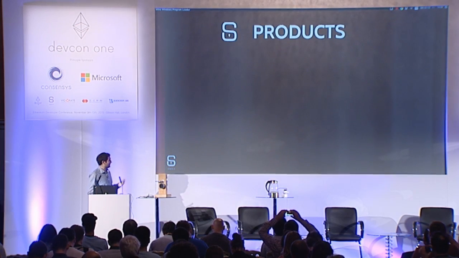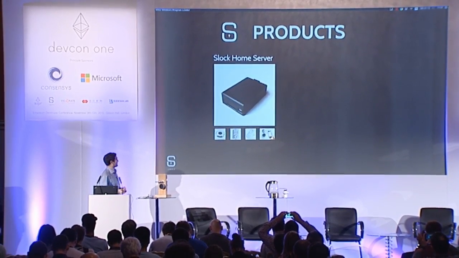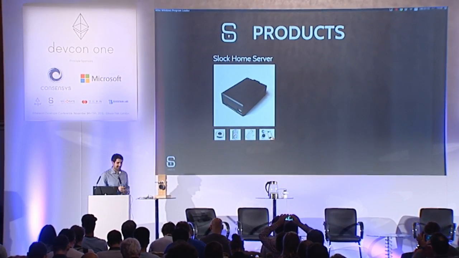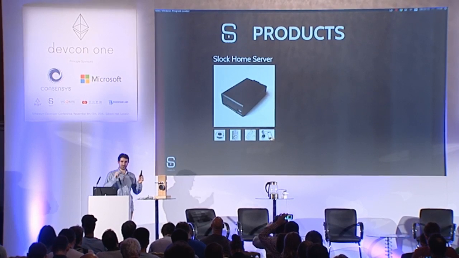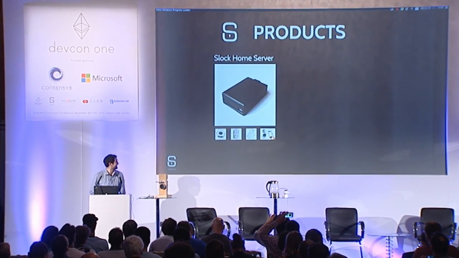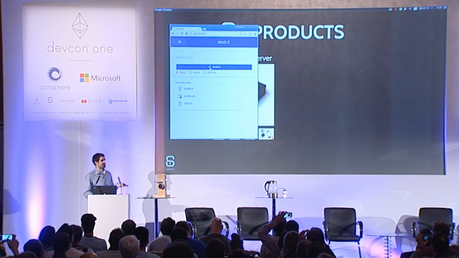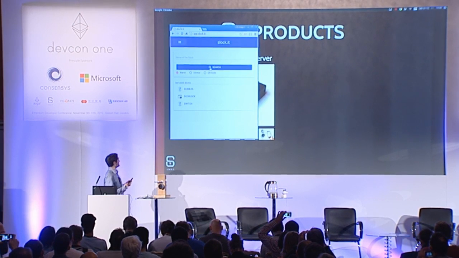Okay, now let's come to our products. So what have we built until now? The first thing we came out with is a Slock home server. And I will now try a real life demo on the real life net. So I really hope that it works, that you turn off all your Wi-Fis. So this is how our app looks like. We have it on Android and iOS.